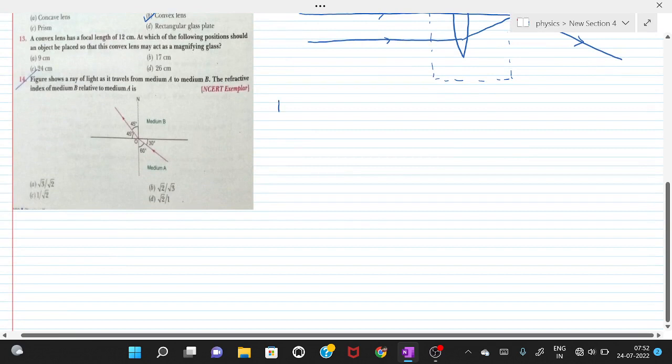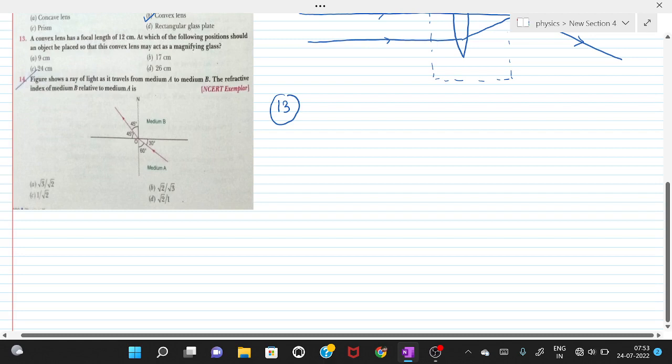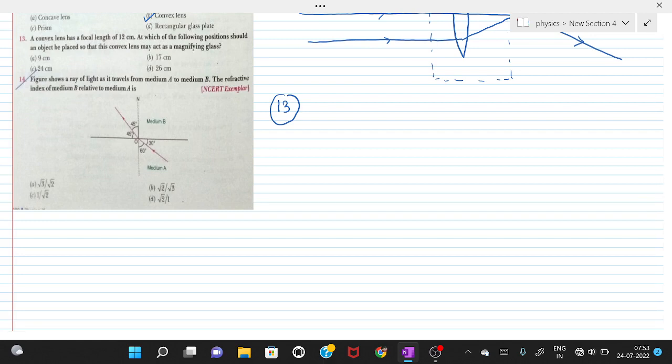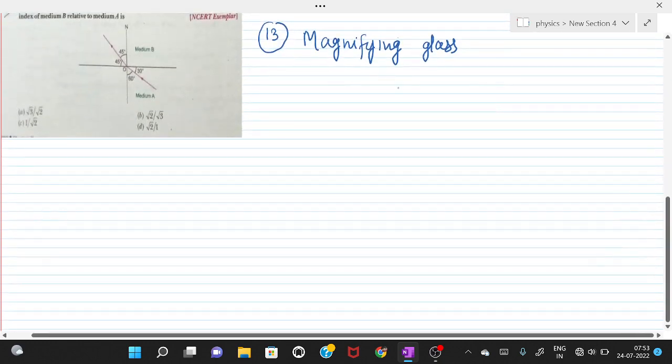Question number 13. A convex lens of focal length 12 centimeter. At which of the following positions should an object be placed so that this convex lens may act as a magnifying glass? So my dear, first I am going to give you a very little information about magnifying glass. We all have seen a magnifying glass, yes or no? What it does, guys? Suppose here from this side I'm seeing an object.